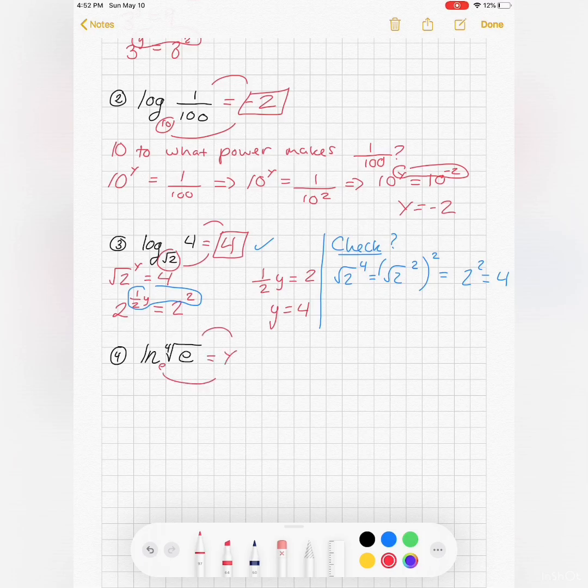Okay, ln is a log base e. This is saying e to what power is the 4th root of e? Well, isn't the 4th root the exponent 1/4? So wouldn't the y be a 4th? I have a common base. So this is saying e to the 1/4 is the 4th root of e. That's true.